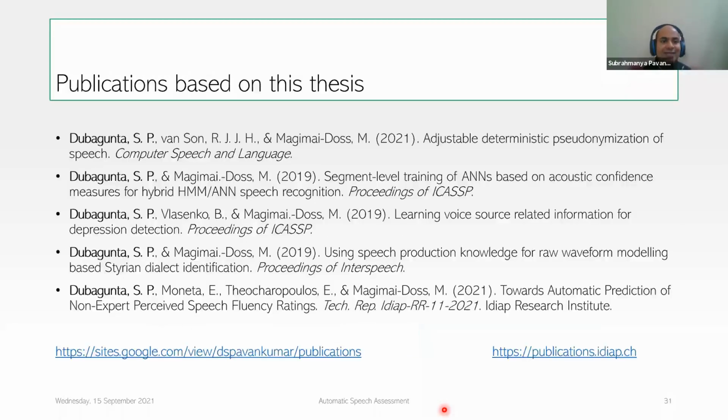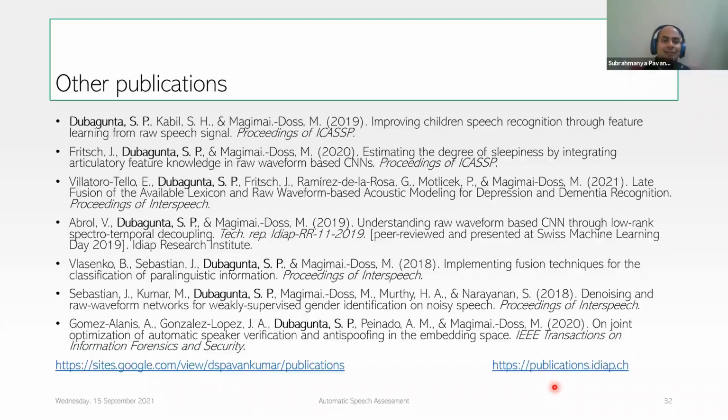There are a few publications that were based on this thesis. You can go to either of these sites. On the EDAPS publication page, you can search for my name and see the publications. There are also several other publications that happened during my PhD. Some of them were not part of the PhD thesis, but were quite insightful.